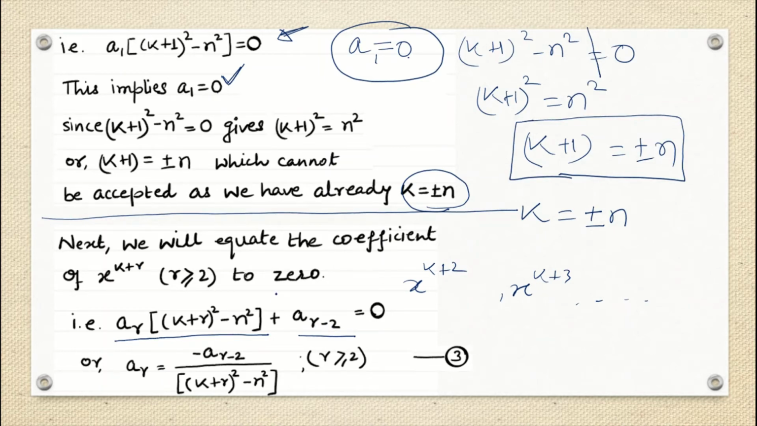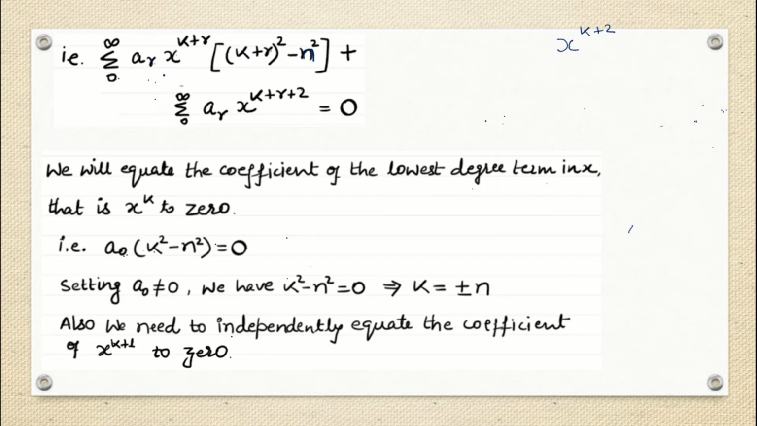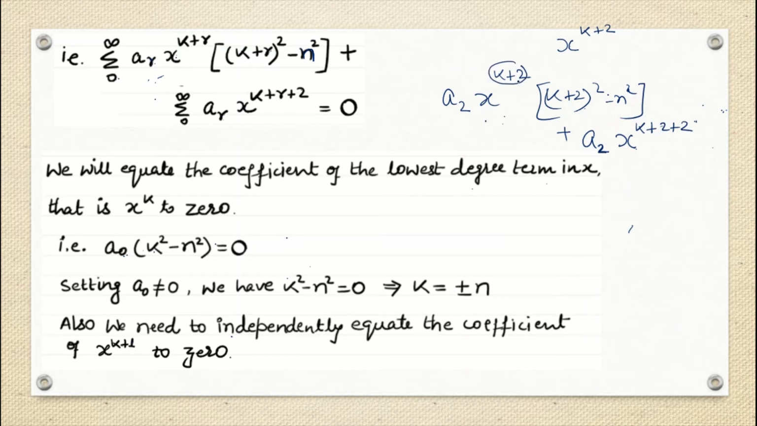So we'll just go back to this equation. What is the coefficient of x power k plus 2 in my first term? So I'm just going to write down r equals 2. If r equals 2, my first term will be a2, and then x to the power k plus 2, and then (k plus 2) whole square minus n square. Correct? Now in that case, what will be here? It will be 2. So the power of x is not k plus 2, which I'm interested in right now. Here the power is k plus 4.